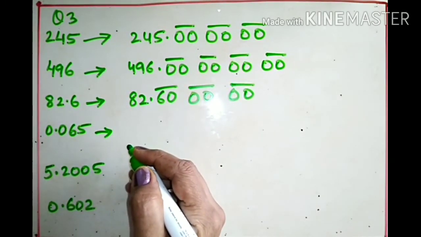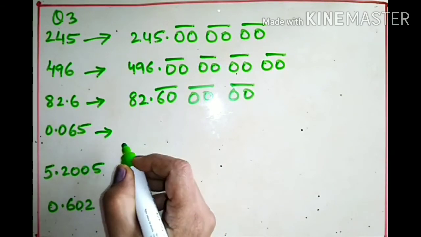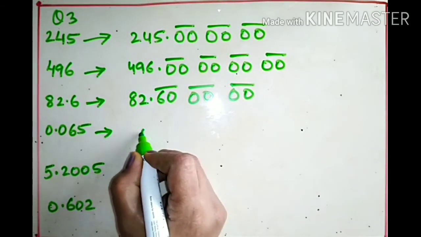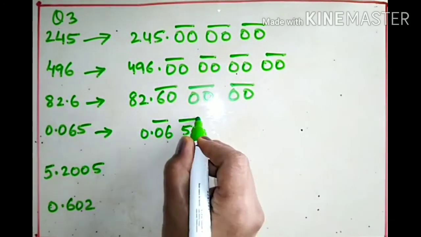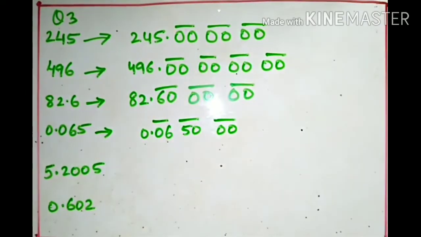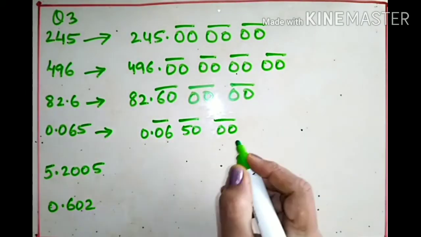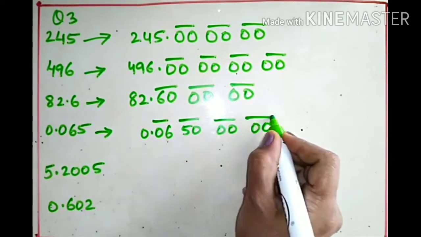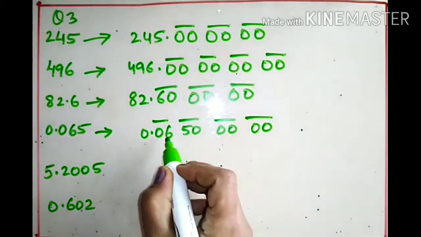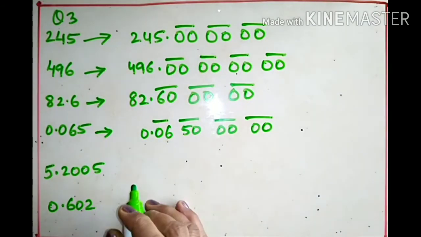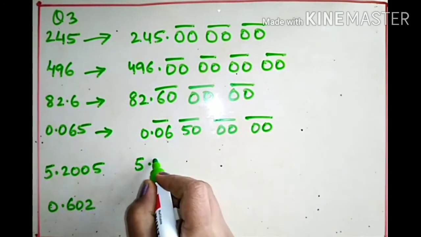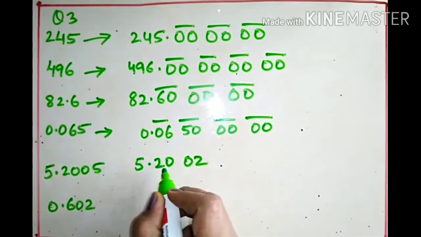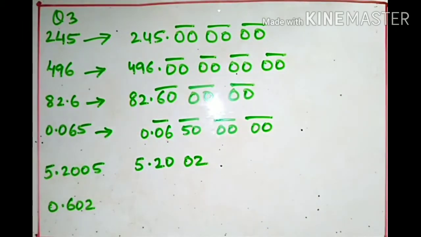0.065 has to be done correct up to 3 decimal places. So we have 0.06, one pair we have, second one is 50 and third one we have taken zeros. No, this is up to 3 decimal places, so we need 4 pairs of numbers after decimal point. For 5.20 we need correct up to 2 decimal places, so we should have 3 pairs of numbers after decimal point. Now we already have 2.